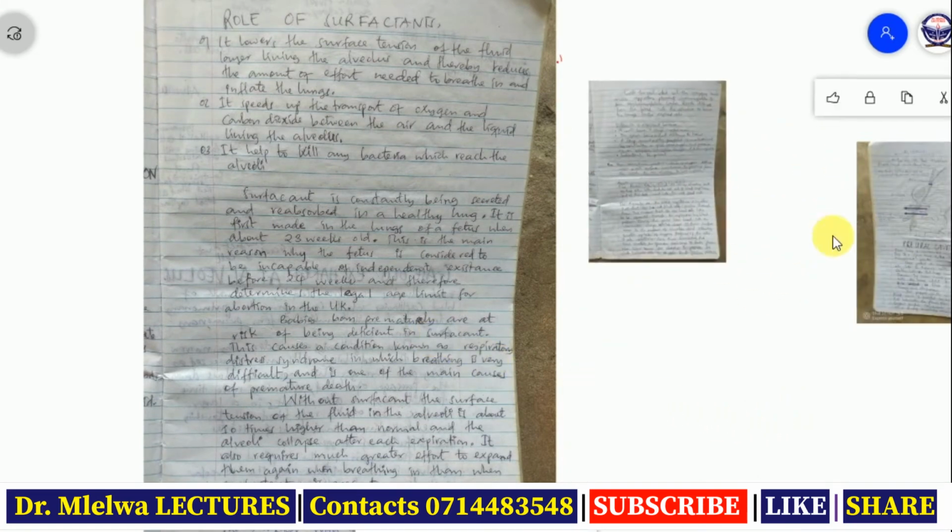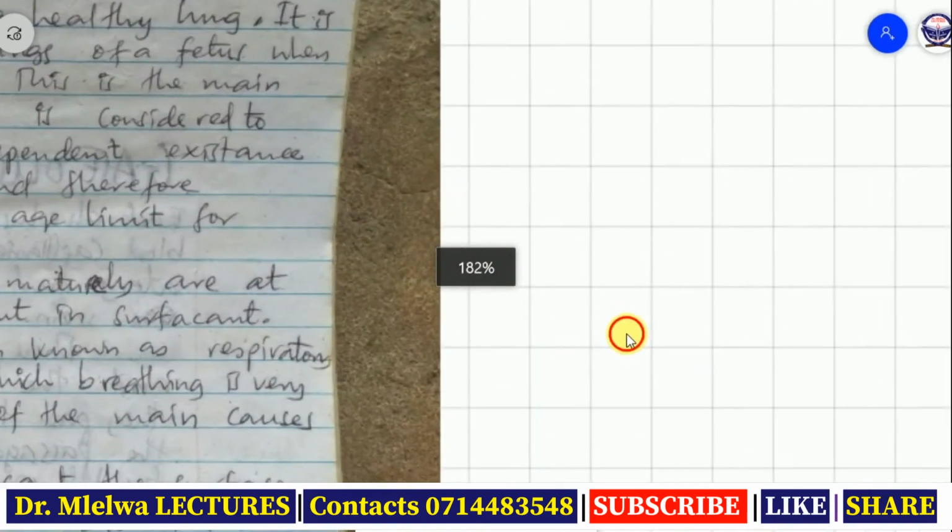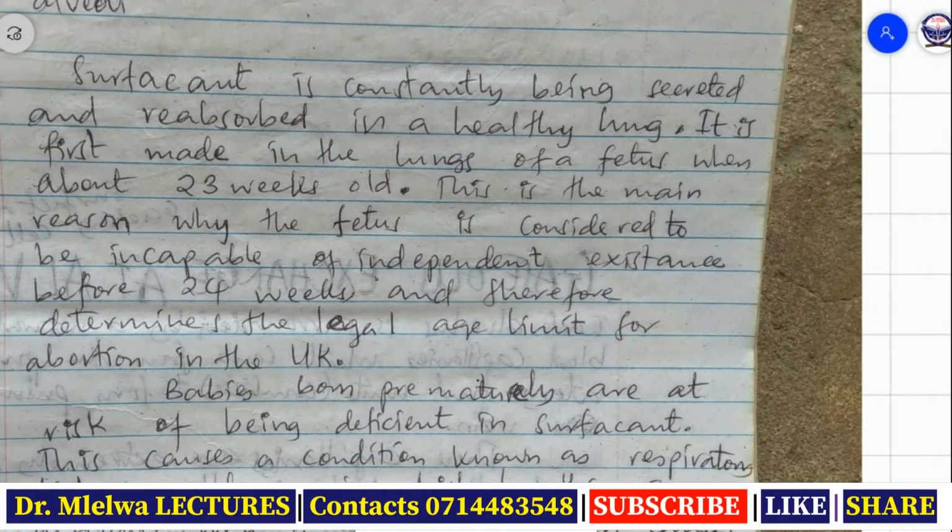So the lack of surfactant is the major cause of death in premature babies in England, as they have explained here. Surfactant is constantly being secreted and reabsorbed in a healthy lung. It is first made in the lungs of a fetus when it is about 23 weeks old. This is the main reason why the fetus is considered incapable of independent existence before 24 weeks, and thereby determines the legal age limit for abortion in the UK.